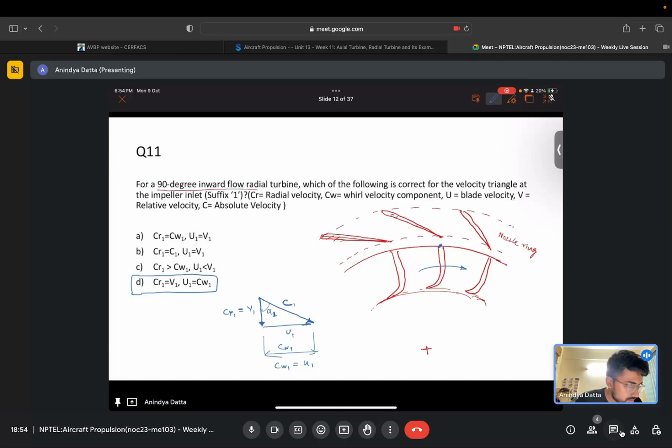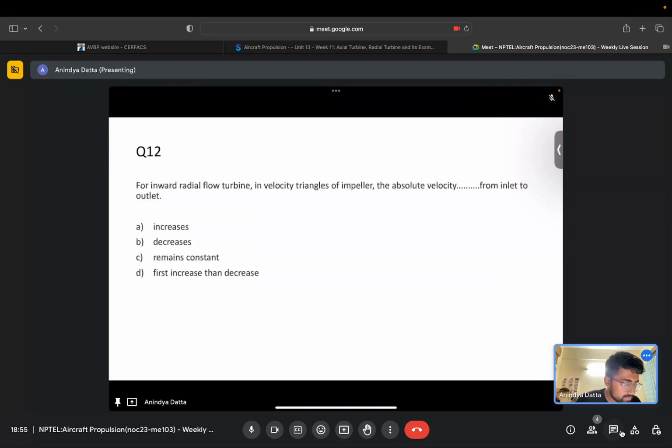Okay, let's move on. Question 12. For an inward radial turbine, in the velocity triangles of the impeller, what happens to the absolute velocity from inlet to outlet? Absolute velocity increases, decreases, remains constant. Option D, first increase then decrease. What will be the answer here?